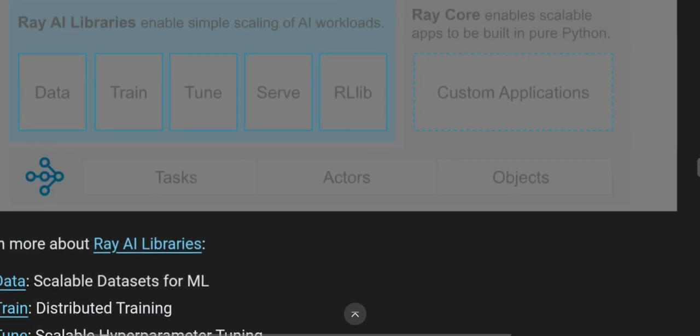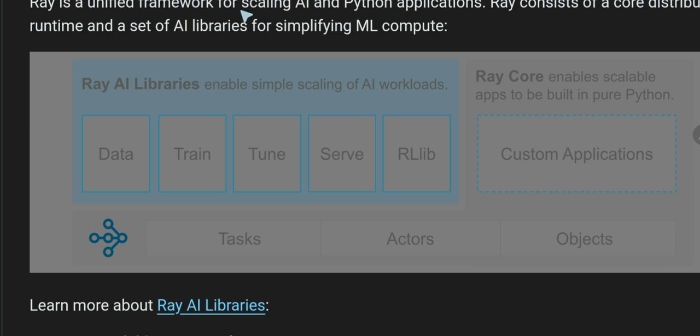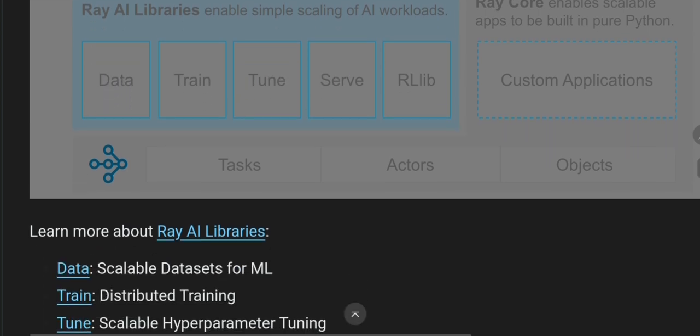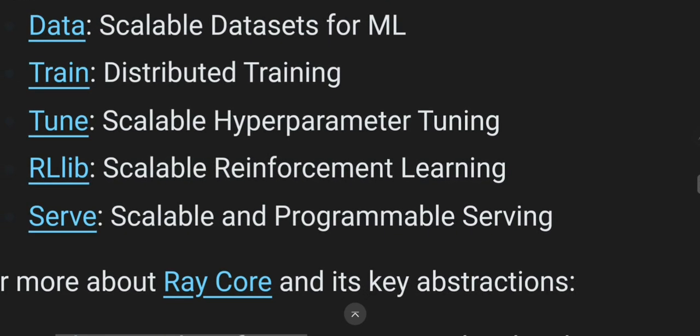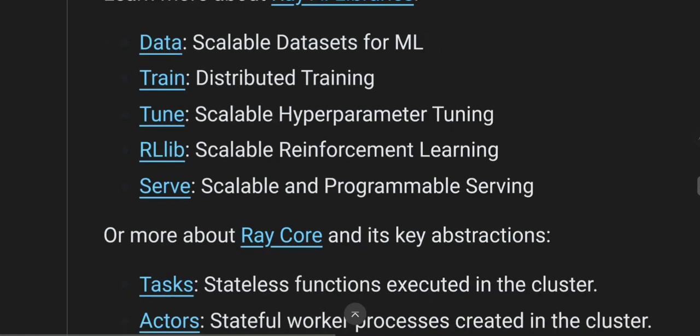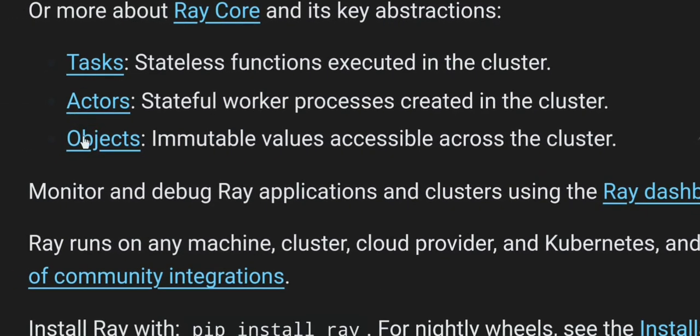So we see here all the pieces. What is exactly Ray? Ray is a unified framework for scaling AI and Python applications. It consists of a core distributed runtime and a set of AI libraries. They have a couple of AI libraries: Data, Train, Tune, Serve, and RLlib. So they do introduce new APIs. Data is a scalable dataset for ML, Train is distributed training, Tune is scalable hyperparameter tuning, RLlib is scalable reinforcement learning, and Serve is scalable model serving. They have tasks, actors, and objects.